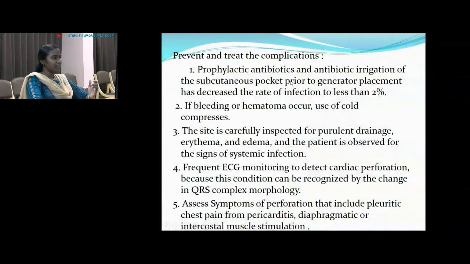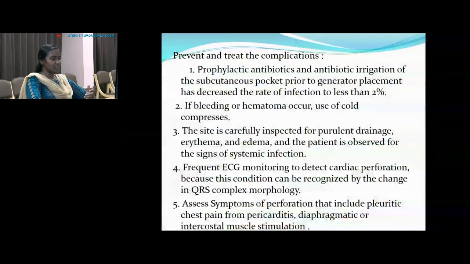And if bleeding or hematoma occurs, use cold compresses, and the site is carefully inspected for purulent drainage, erythema, and edema. These are all symptoms of local infection, and for systemic infection the patient should be observed as well. And frequent ECG monitoring is needed to detect cardiac perforation, because this condition can be recognized by a change in QRS complex morphology. Symptoms of perforation include pleuritic chest pain from the pericarditis and diaphragmatic or intercostal muscle stimulation.